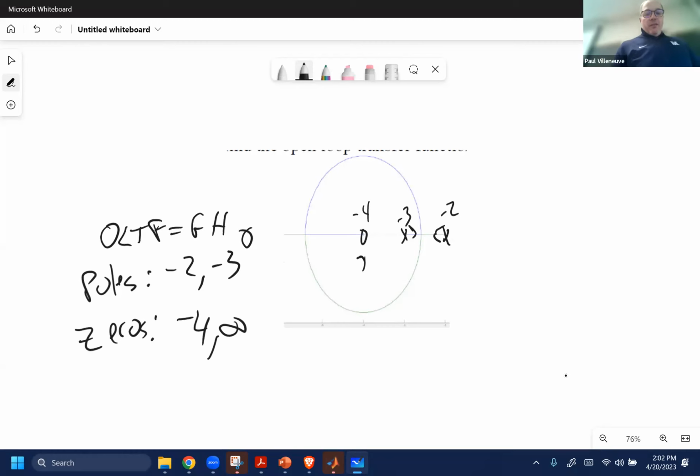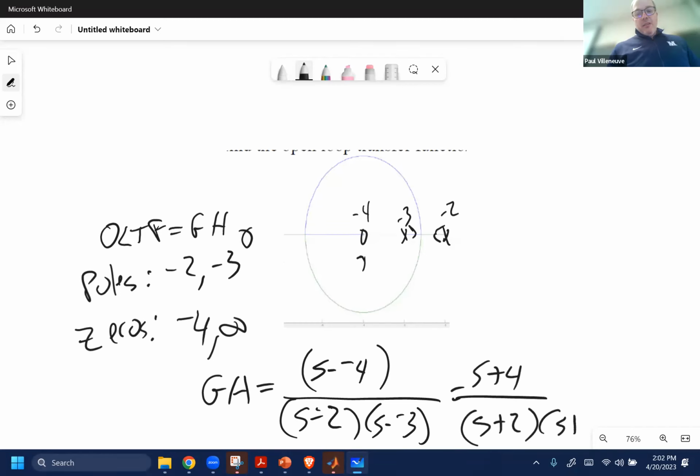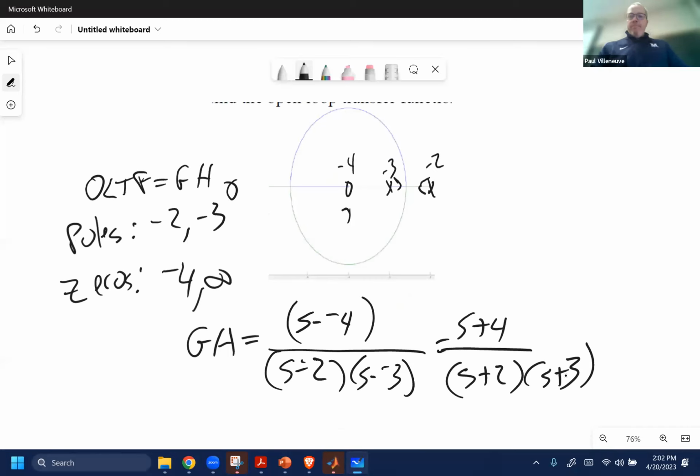So all we need to do for our open loop transfer function, GH, is s minus our zeros over s minus our poles. S plus 4 over s plus 2 times s plus 3. And that was it for this question.